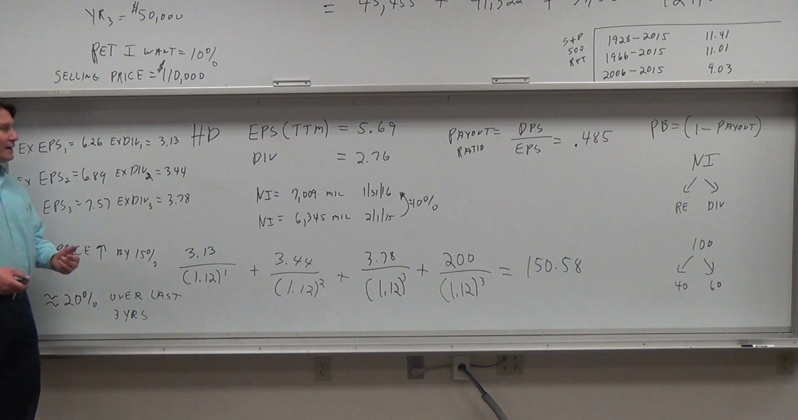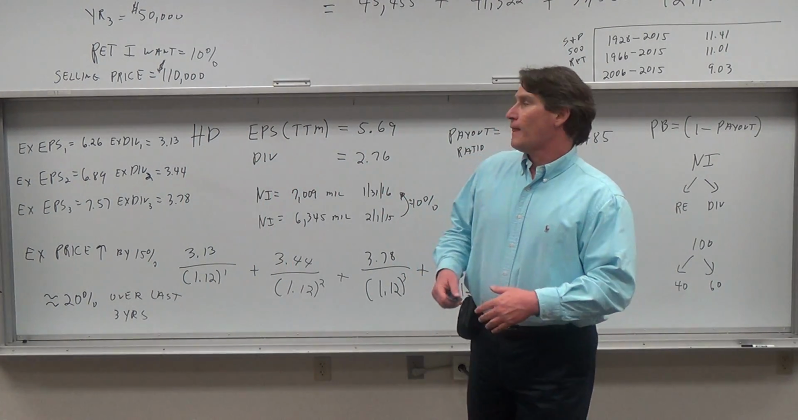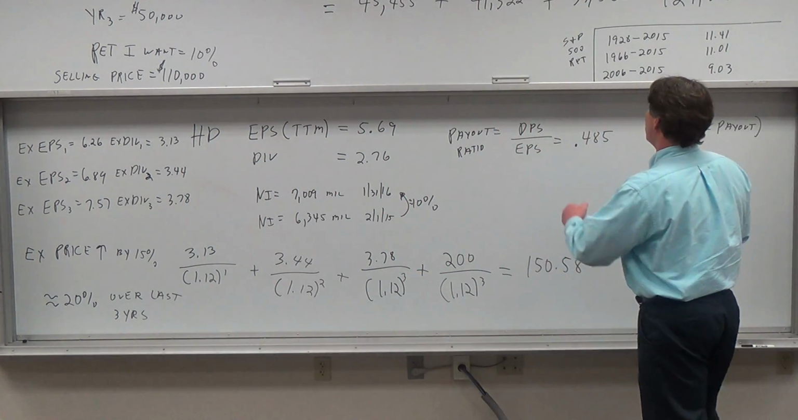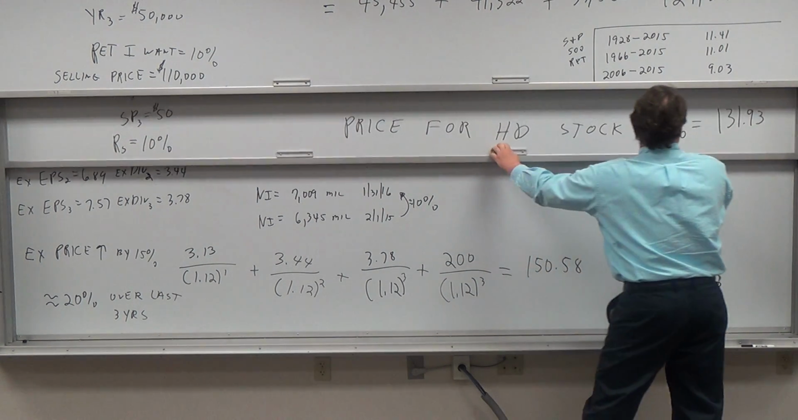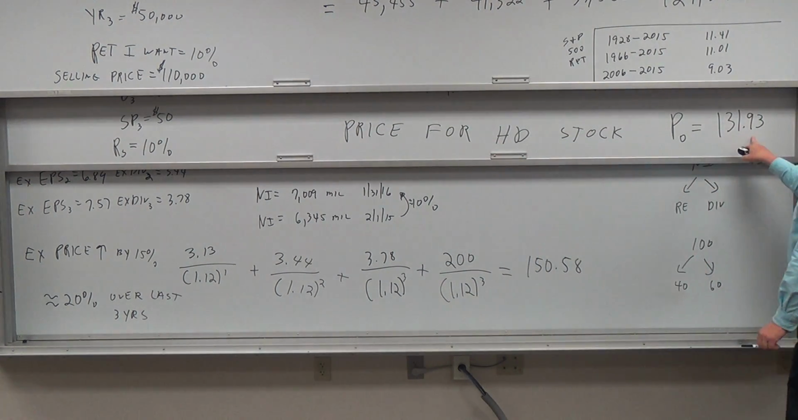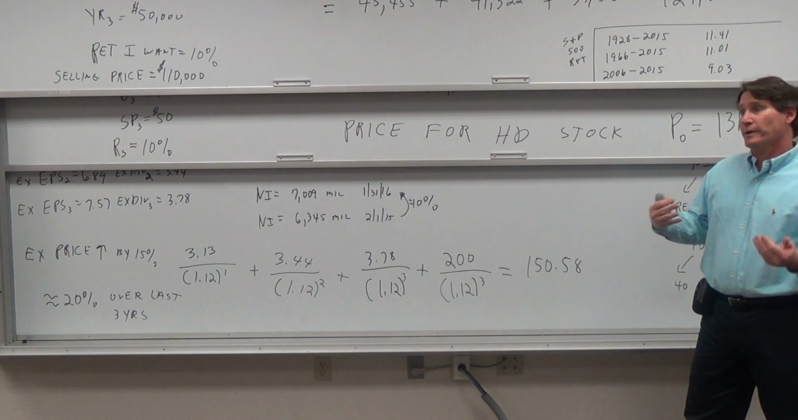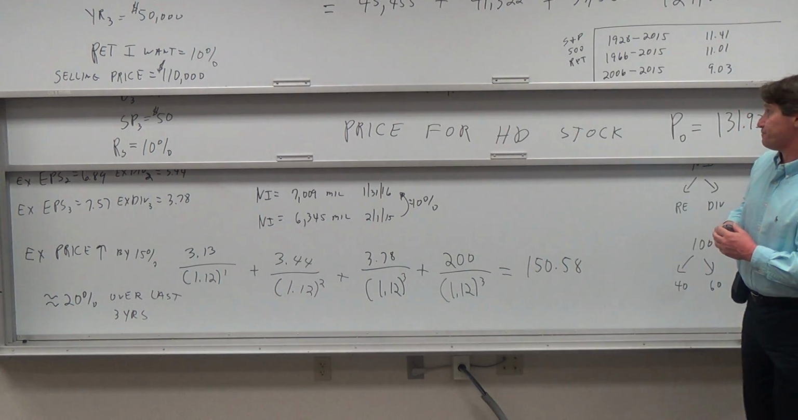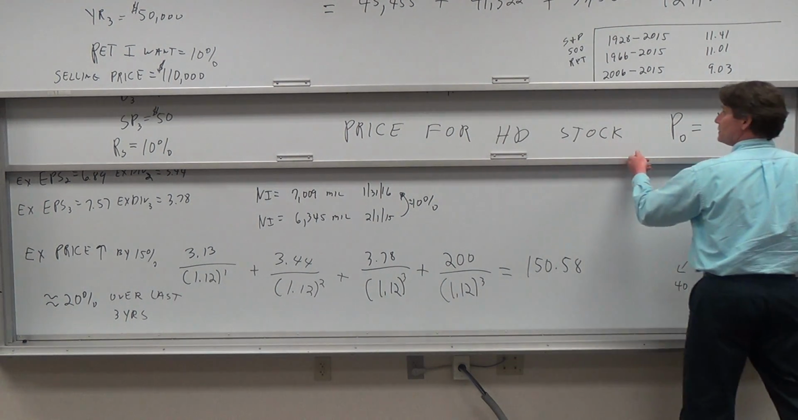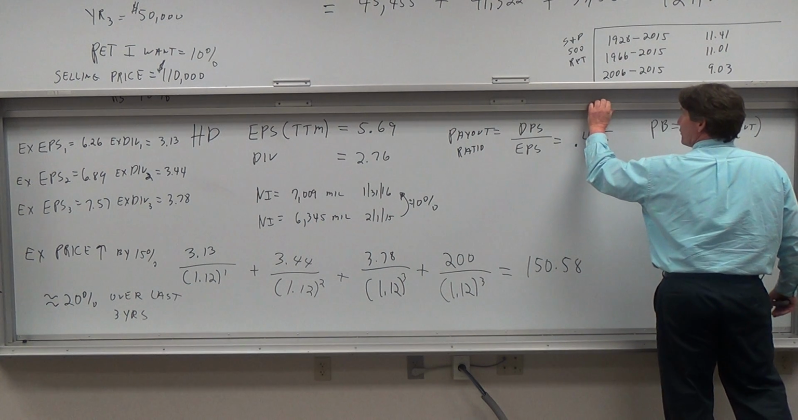So what I did was I have to come up with expected cash flows. I want to buy Home Depot. Home Depot is currently selling for $131.93. I want to see if that's a fair price. If it's overpriced, I don't want to buy it. If it's underpriced, I want to buy it. I want to buy as many as I can. Okay? Is it worth the $131?